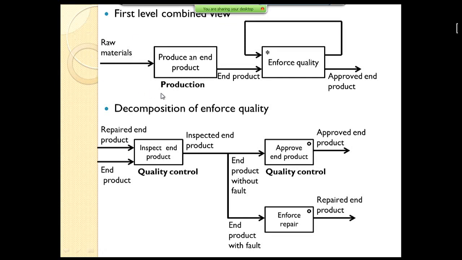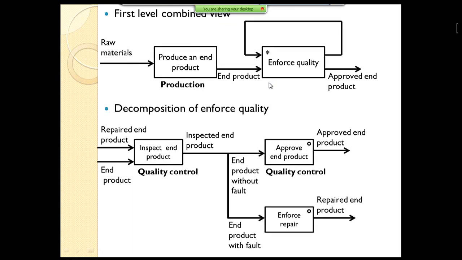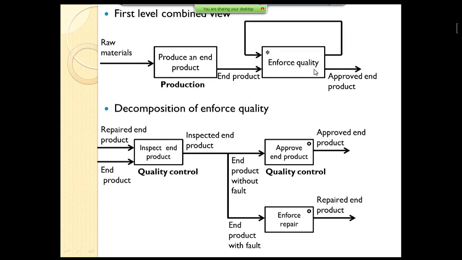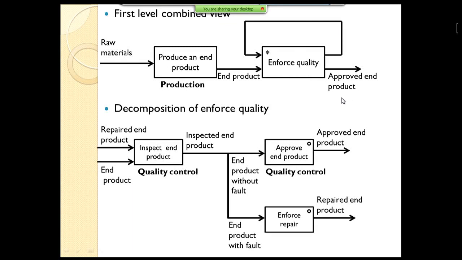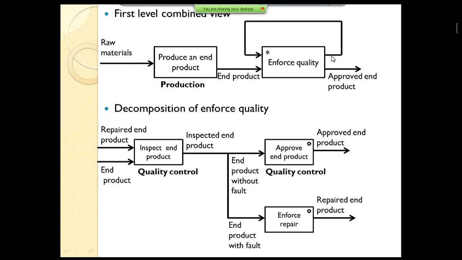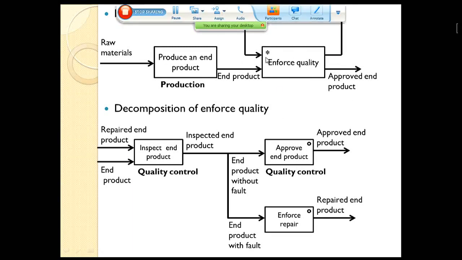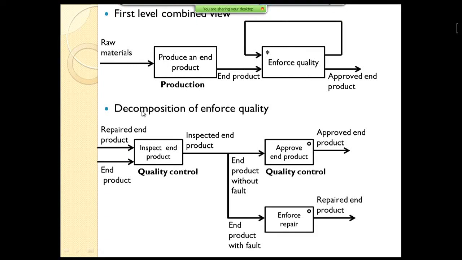Whenever the raw materials are sent to produce, this comes under the production view. This end product is sent for inspection, inspecting the quality to approve the end product. Whichever has a fault is redirected, shown by the iteration over here. Then we further decompose the enforced quality over here.